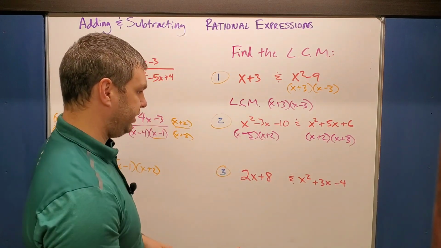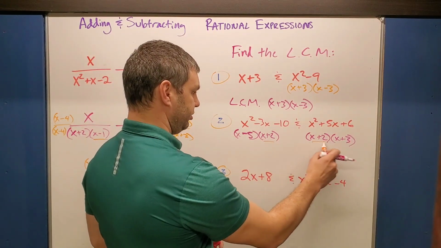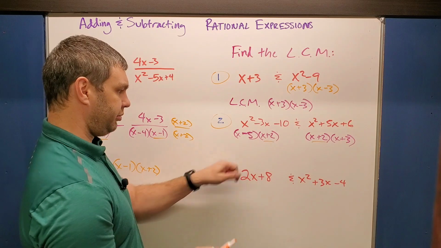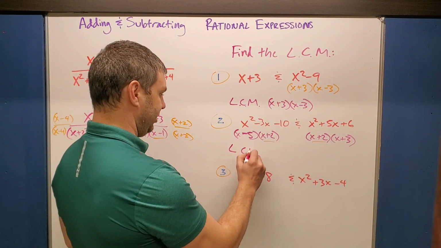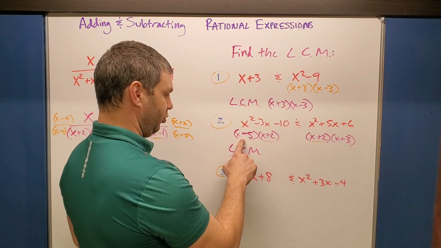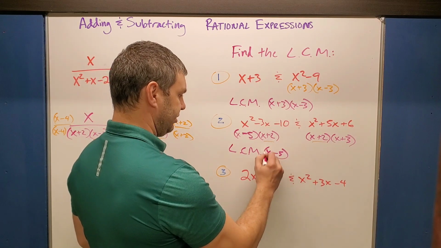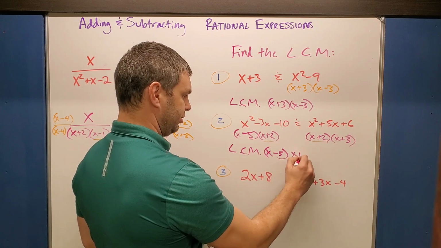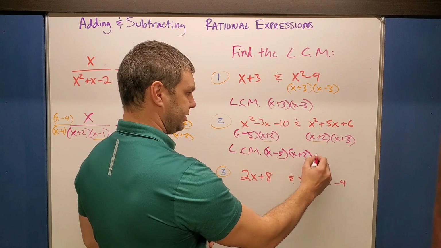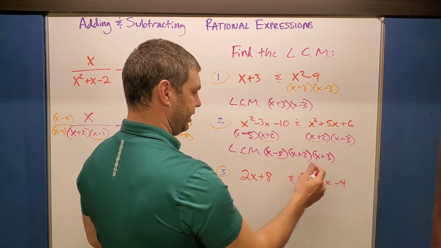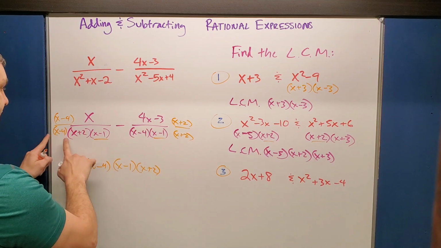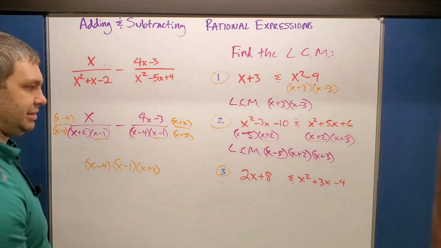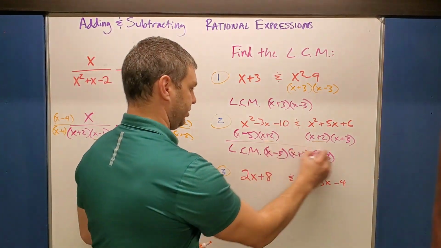Okay, so do they have any in common? Yes, they have the x plus 2 in common, but I need to have all three. And so I would say that my least common multiple is going to be one of the x minus 5s, one of the x plus 2s, but then I also need an x plus 3. That's what each side, again, if those were in my denominators, would need in order for me to have all three be the same for this one. So I'll circle that here.